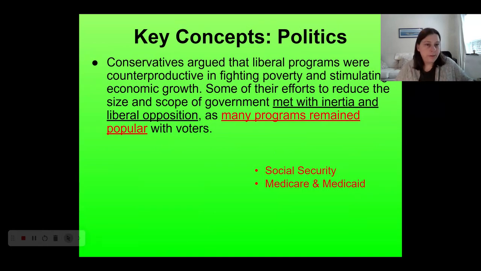Other political stuff, again, we're getting more into the general themes that you need to know a little bit about. So from Reagan onward, the College Board would like you to know that conservatives like Reagan, Bush, etc., are arguing that liberal programs are counterproductive to fighting poverty and stimulating economic growth. So they're basically arguing that LBJ's big government, Great Society style solutions to the problems of society are not good solutions. And instead we should be shrinking the size of the government, cutting programs, putting more in the hands of states and individuals and private charities and things like that.